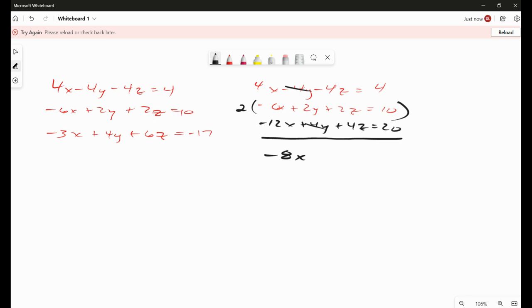Oh, look at that. I canceled out a z. Did you notice that? Did I copy that right? Oh, I did. Look at that. I canceled out a z. So the z's cancel. So negative 8x equals 24, therefore x equals negative 3, which is one of the answers.